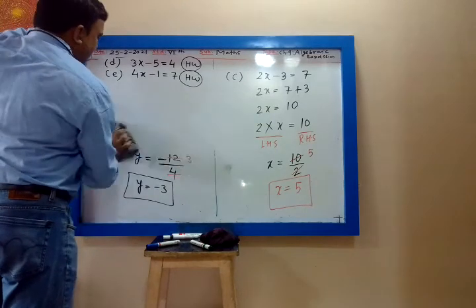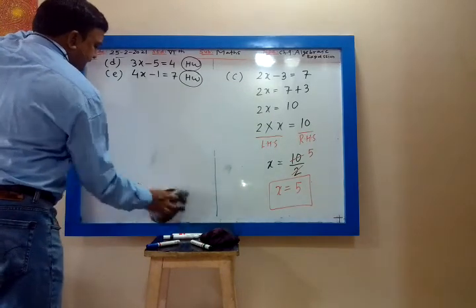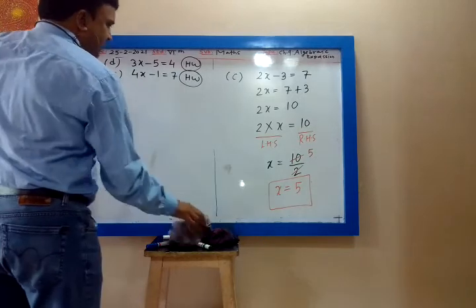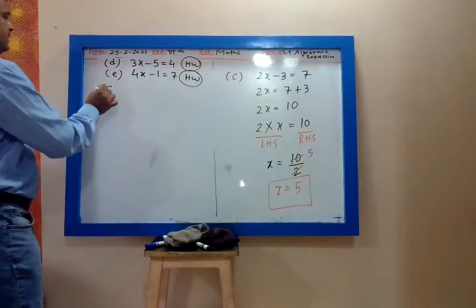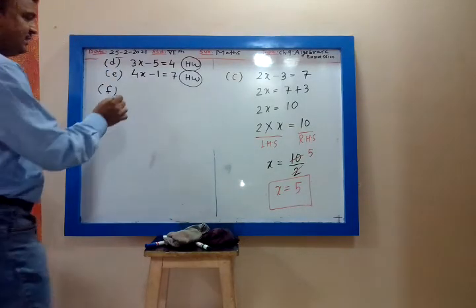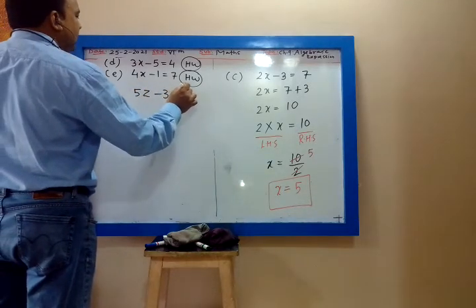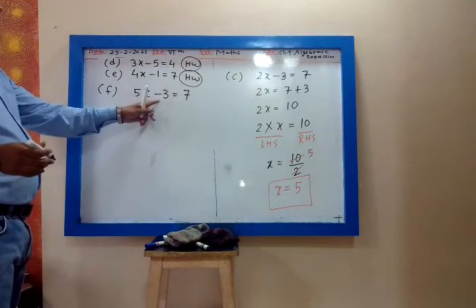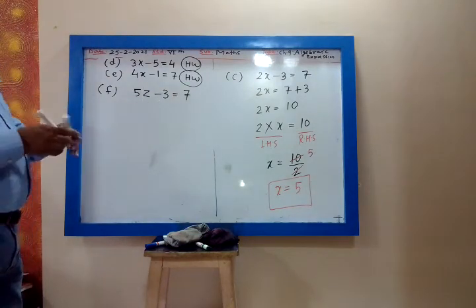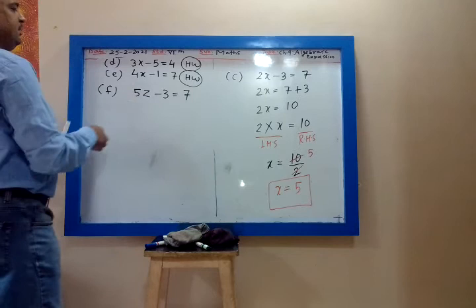Now F. Let me do one more, F. F is 5z minus 3 is equal to 7. 5z. Now this is minus 3. We take minus 3 on the right hand side, it becomes plus 3.